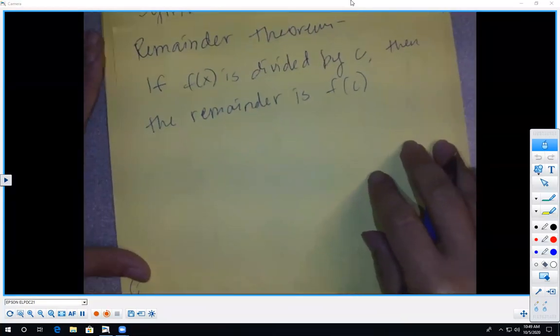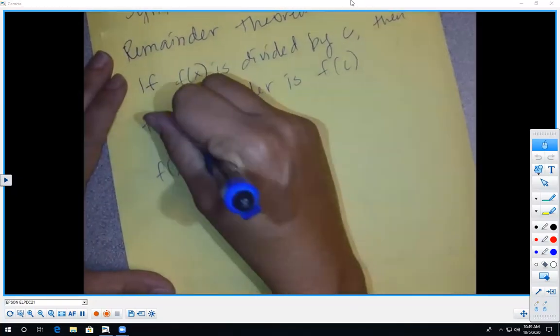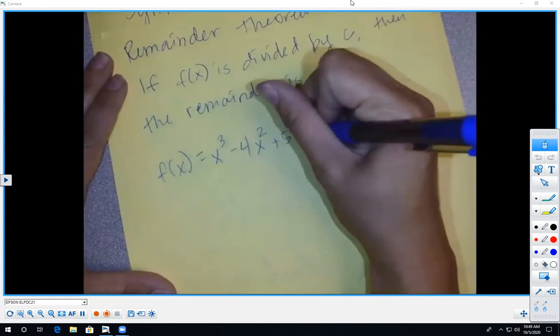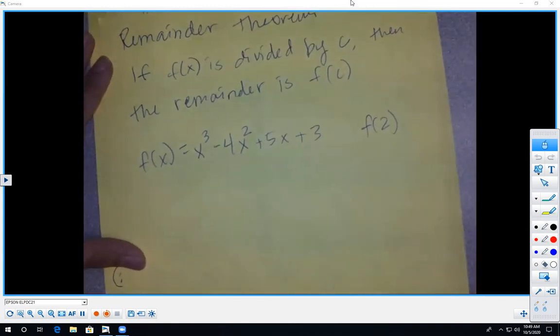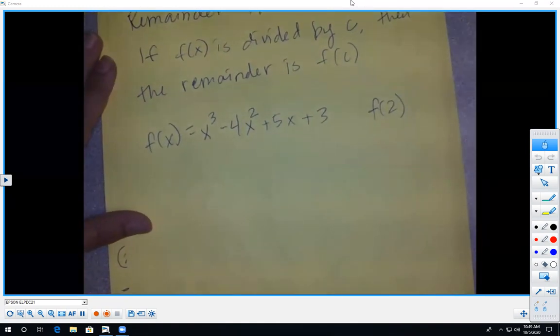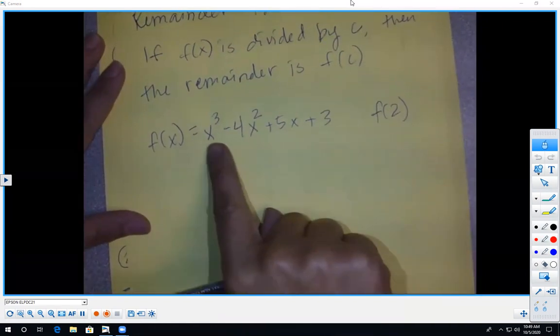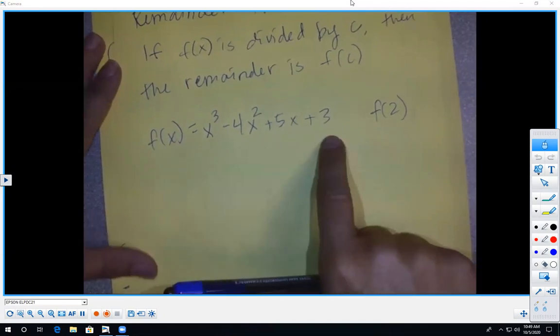Okay, so let me tell you what that means. That means if I have this function, f of x equals x to the third minus 4x squared plus 5x plus 3, and we wanted to find f of 2, what's one way to find f of 2? Plug it into all your x's. Okay, it might take a little bit because you have to cube it and then you have to square it and multiply it and add that and then multiply it by 5 and add that.